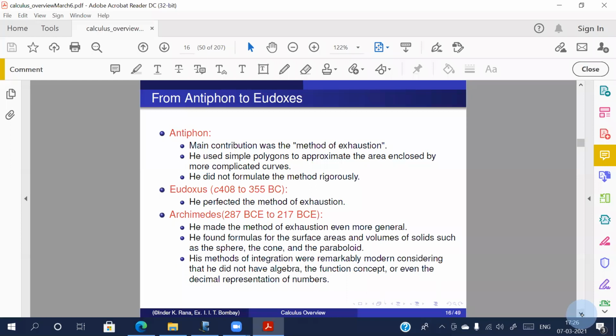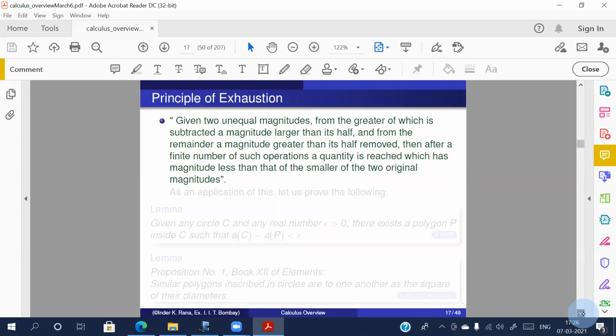And that was the beginning of integral calculus. The remarkable thing is, of course, that before Archimedes, or even many years later, the notion of a function or algebra or numbers was not available. Still, they could do many wonderful things.